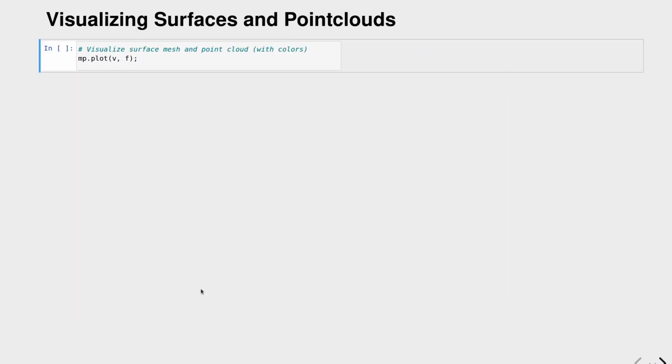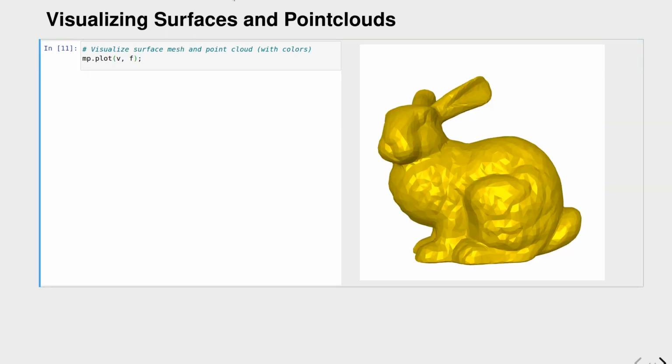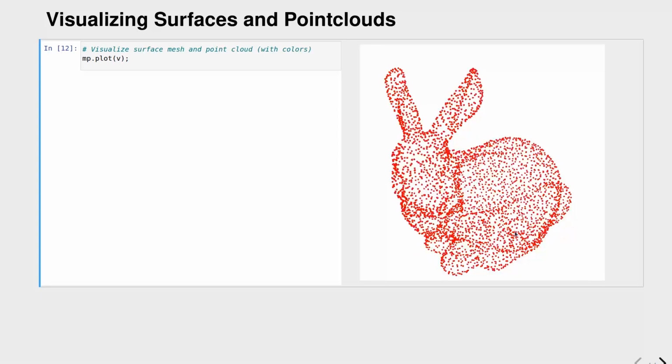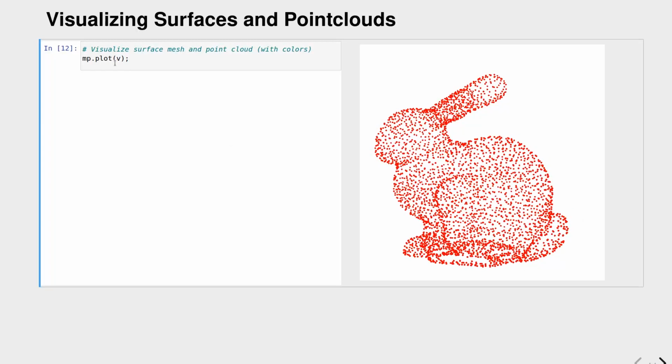So let's go on. We learned about how to visualize surfaces, but what about point clouds? If we visualize surfaces, we can directly move to visualizing point clouds by just removing the faces, and now you have a visualization of this point cloud.